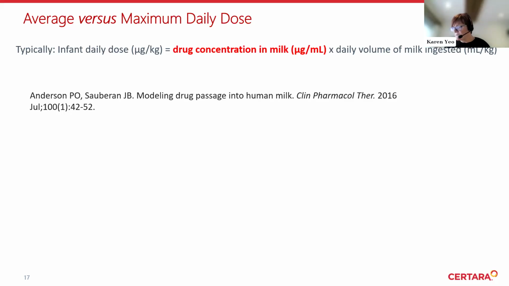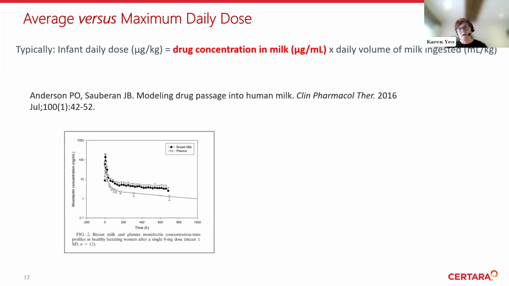So when doing the modeling, what we have to think about is, what do we actually use for the dose? Because do we actually use an average dose, because we're talking about a single dose of the moxidectin here, or do we use a maximum concentration? And this is the way that we would typically calculate this. Infant daily dose equals drug concentration in milk times the daily volume of the milk ingested. And this is explained very nicely in the citation indicated here.